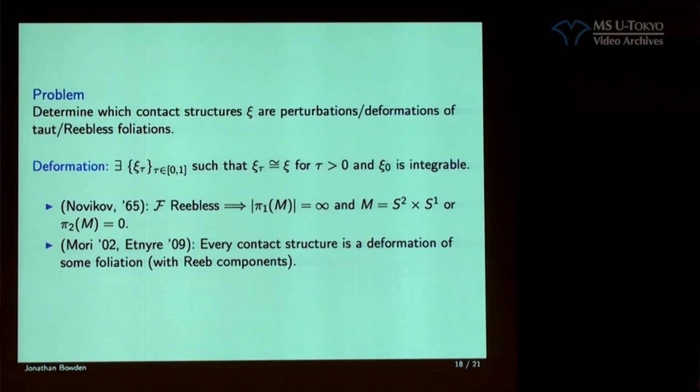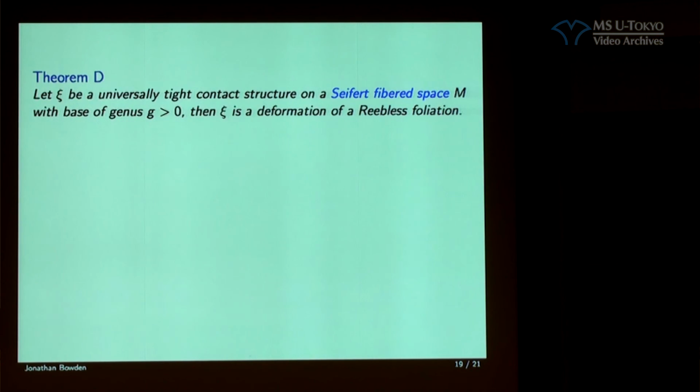So the final theorem I would like to present is that if you restrict the topology a little bit to the sorts of spaces we've been talking about the whole time, Seifert fibered spaces, then you can answer this question almost completely, or fairly satisfactorily. If you take a Seifert fibered space, a space with a fixed-point-free circle action, so you can have a finite set of exceptional fibers with some isotropy, then if you assume that the genus of the base is positive, then any universally tight contact structure, that was the obvious necessary condition, is a deformation of some Reebless foliation. Okay?